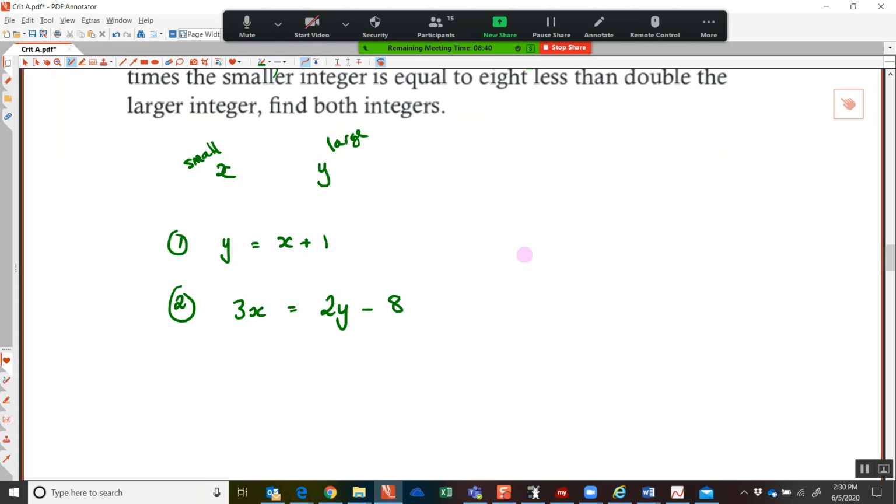Because you already have y is equal to x plus 1, I'm going to substitute it in here, and my number 2 is now going to be 3x is equal to 2 lots of x plus 1 subtract 8. Okay, so how do I do it? Adriana, what would I do next? Add 8 to the other side. I can. Why would you want to do that?